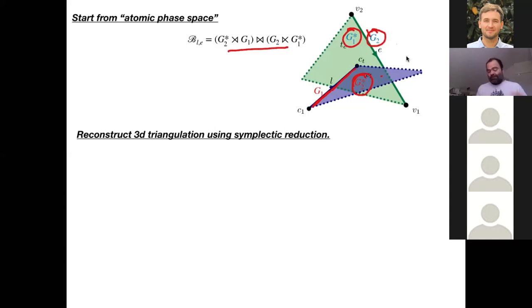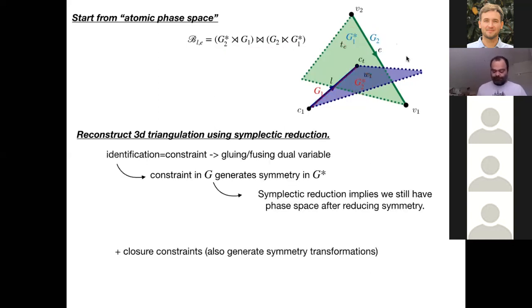And so now, this is kind of the atomic piece, and what we're going to do now is glue these pieces to generate a full triangulation, a complex, and a dual complex. To generate this triangulation, we're going to identify stuff usually. We're going to identify some edges, for example, to glue wedges.